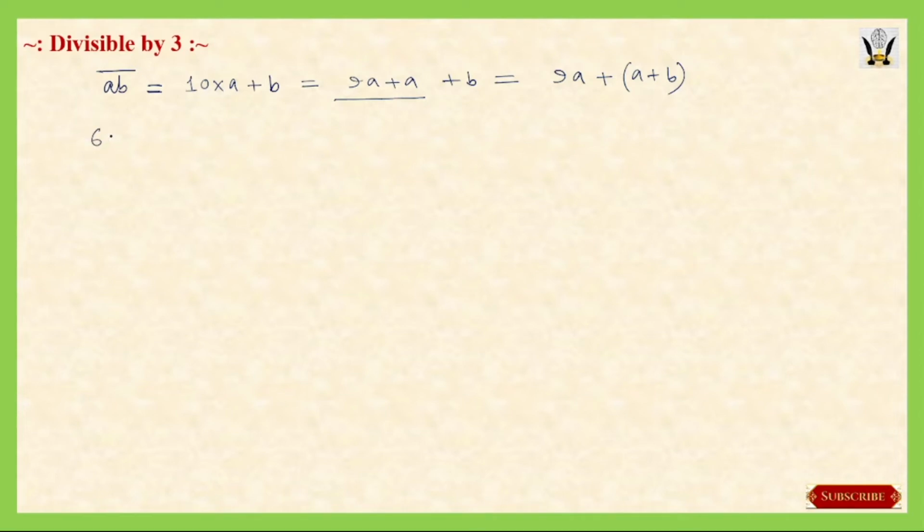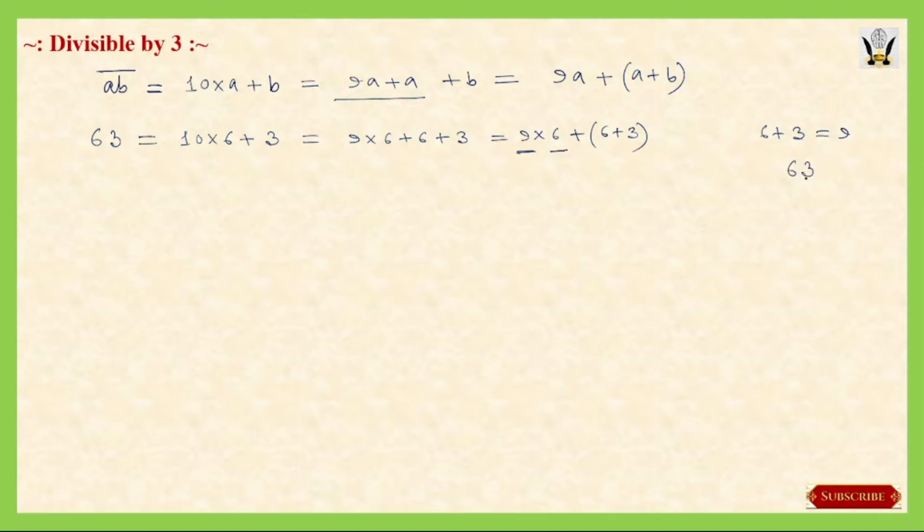Let's check this criteria with some real examples. Suppose we have 63. How can it be expressed? It will be 10 multiplied by 6 and then plus 3. That means 9 multiplied by 6, then plus 6 and then plus 3. Here we have 9 multiplied by 6. Since 9 is already a multiple of 3, 9 multiplied by 6 will be a multiple of 3. Now here 6 plus 3 means 9. So if that is divisible by 3, then the whole number 63 will be divisible by 3.